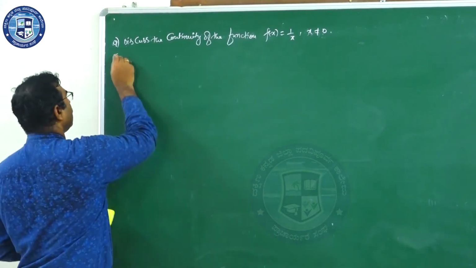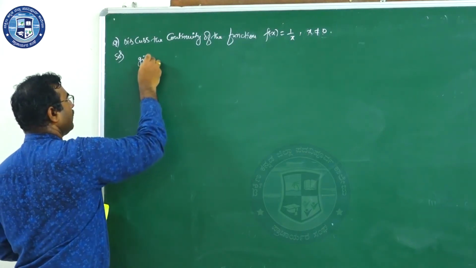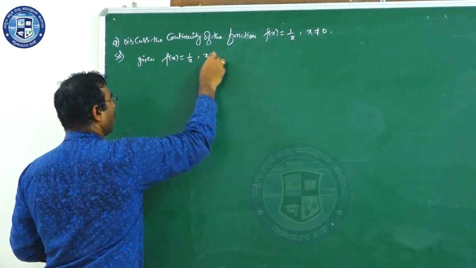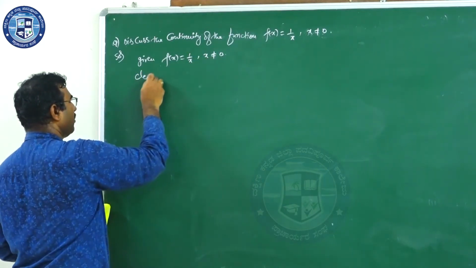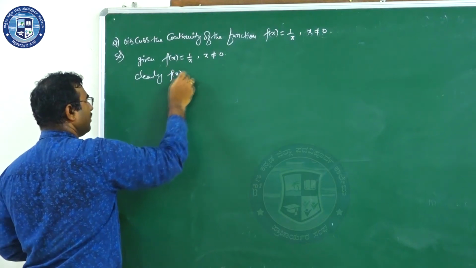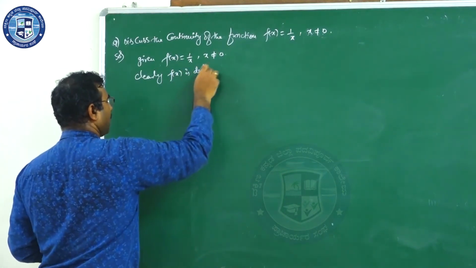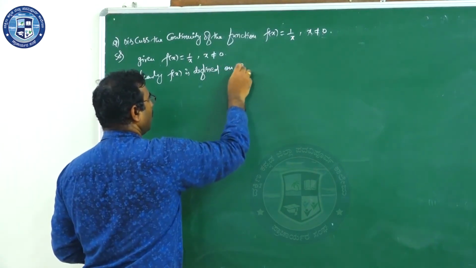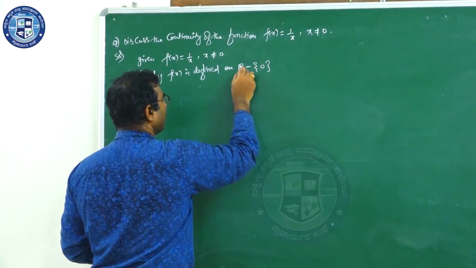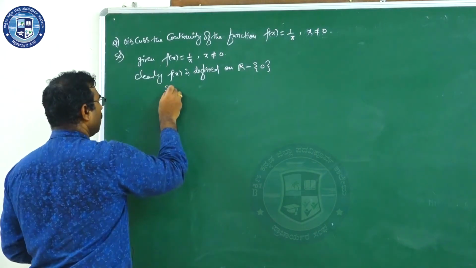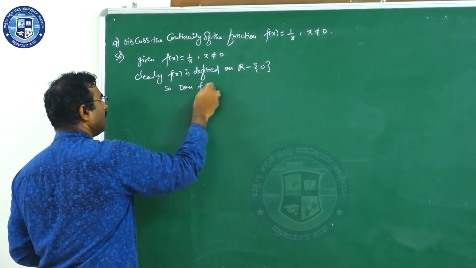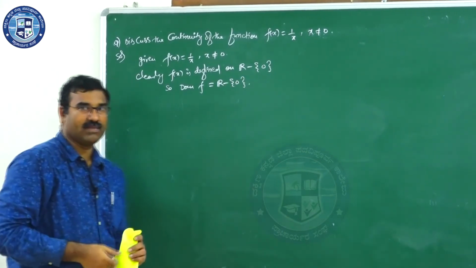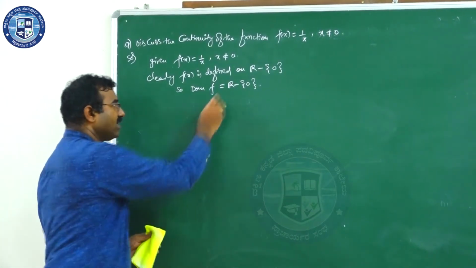Right? Solution: given f(x) = 1/x, x not equal to 0. Clearly f(x) is defined on R minus singleton 0. So the domain of f is R minus singleton 0.